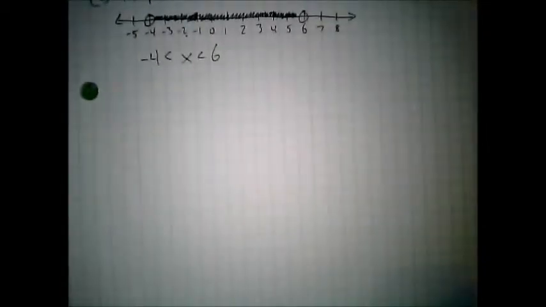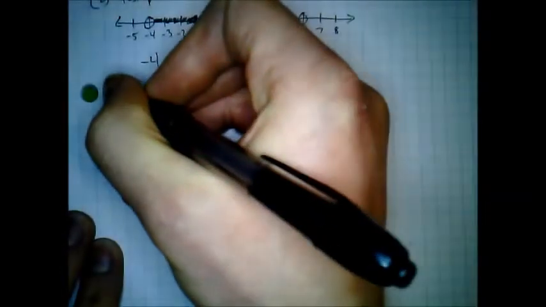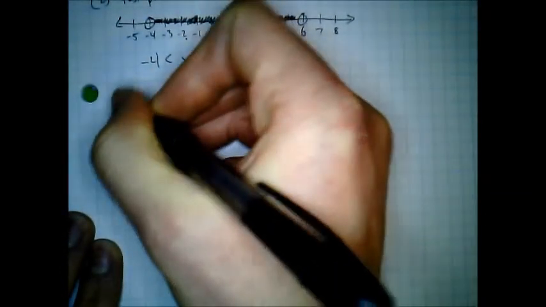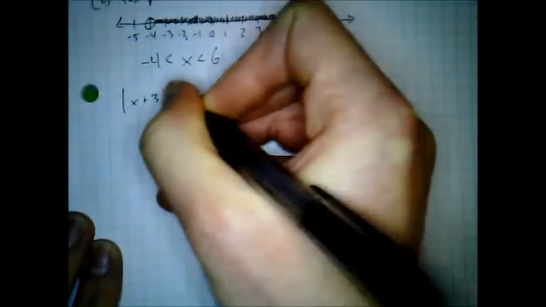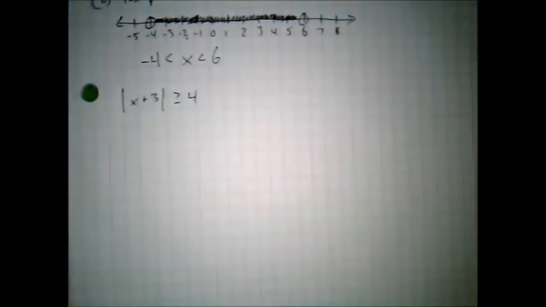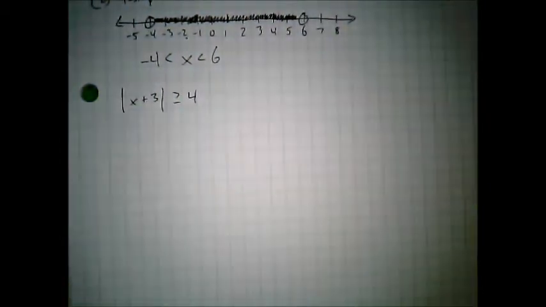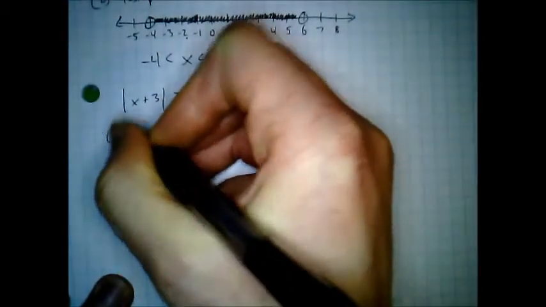Okay, very simple. Okay, let's do one more together. Let's say the absolute value of x plus 3 is greater than or equal to 4. Okay, step 1, let's find our boundary points.